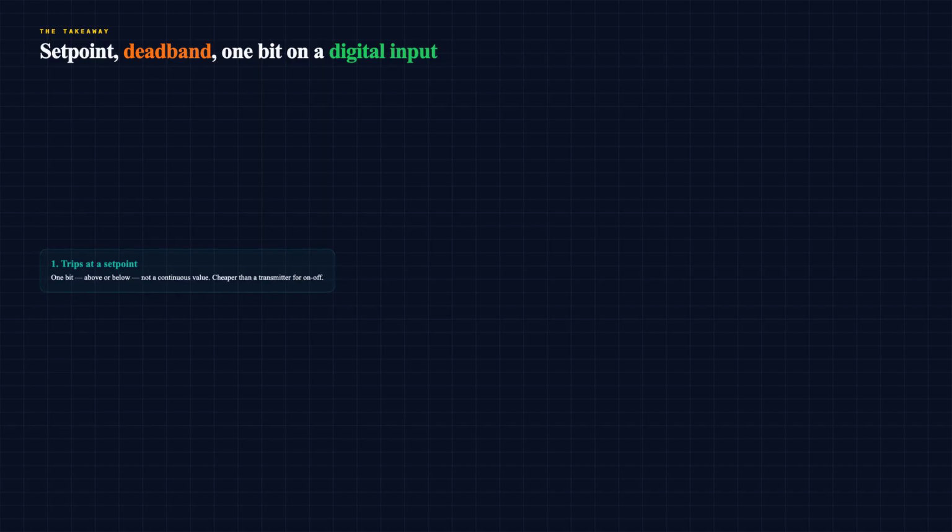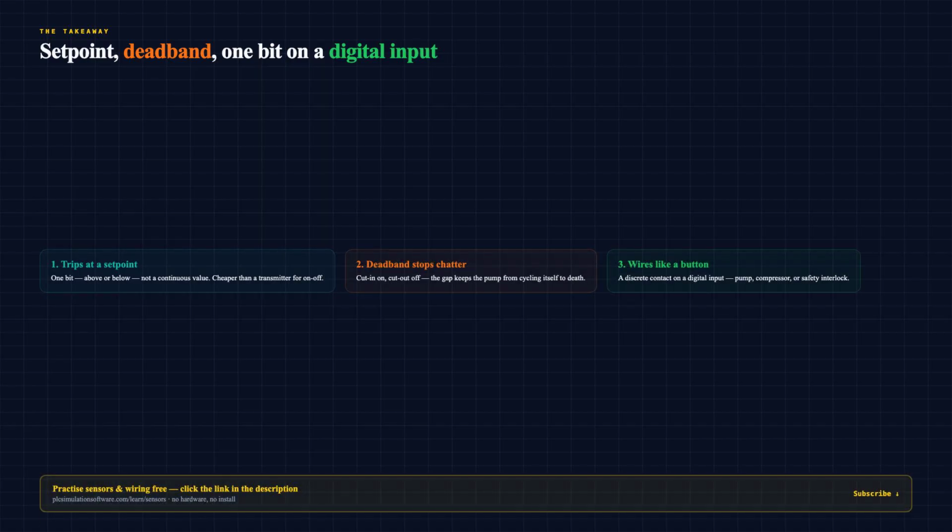So here's what to walk away with. A pressure switch trips a contact at a set point. It gives you 1 bit, not a continuous value, and that is why it is cheaper than a transmitter for on-off control. The deadband, the gap between cut in and cut out, is what stops it chattering, and it wires to a plain digital input, like any other discrete device. Get that, and the pumps and compressors on the floor stop being a mystery.